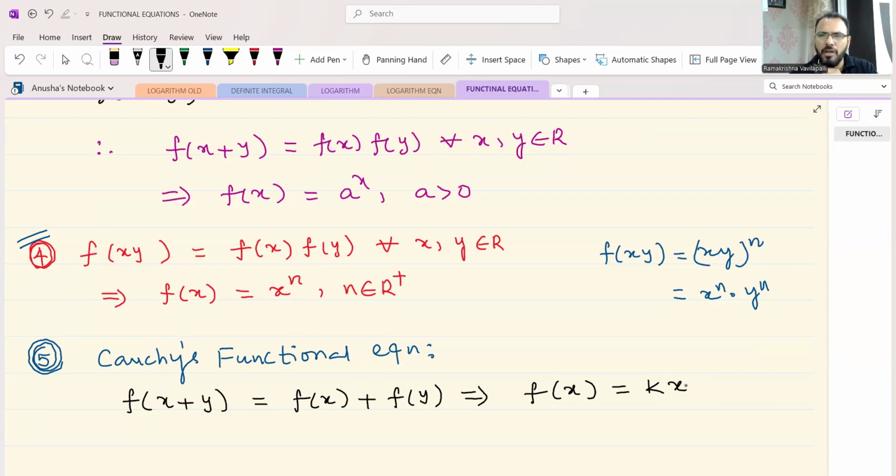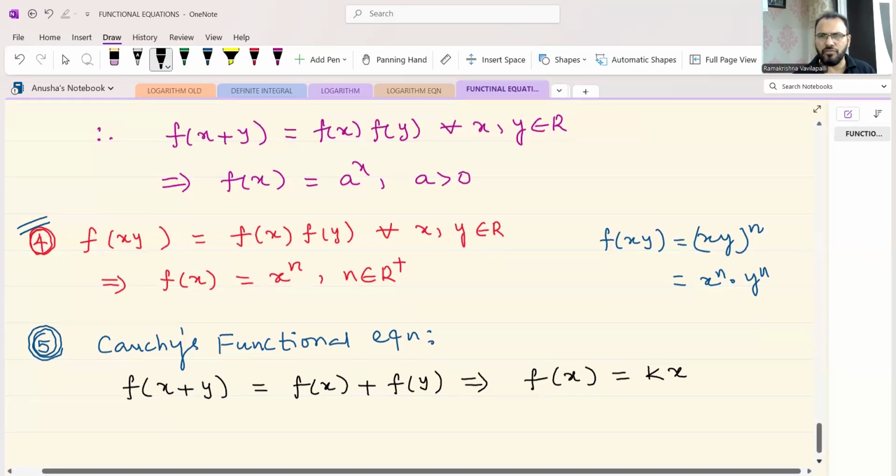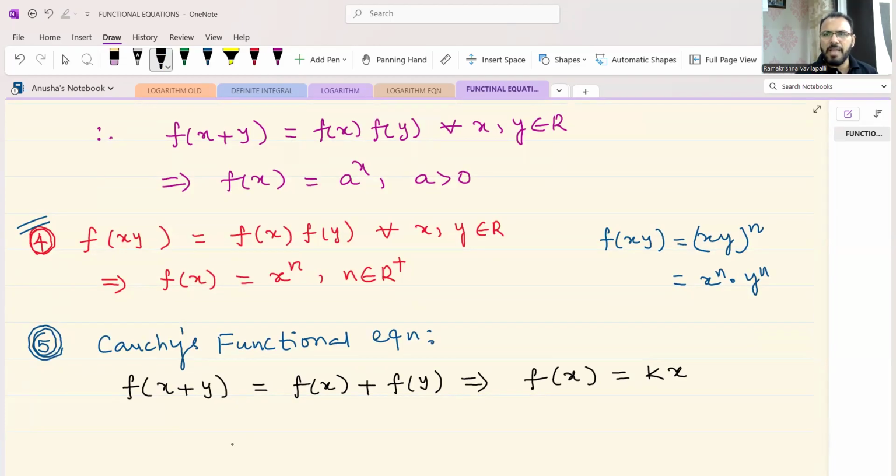Remember, I am not at all going to prove these functional equations in this video. Maybe later on I can provide the solutions of these functional equations, but they are a little bit difficult. Of course, if we can use continuity and differentiability, then it is easier to prove them. So f of x plus y is equal to f of x plus f of y implies f of x equal to kx.